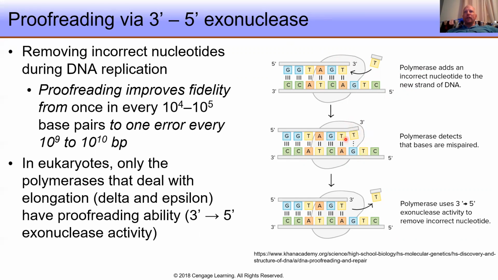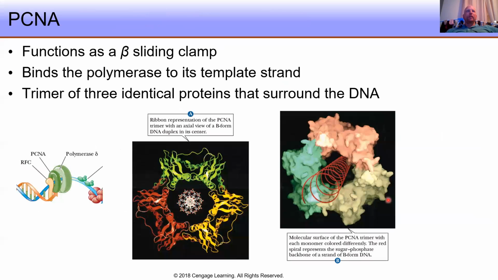And where we have a region of mismatch, that's a structural abnormality that is detected by the polymerase. And then the polymerase can use the 3' to 5' exonuclease activity to remove the incorrect nucleotide, and that is then replaced with the correct nucleotide, and the process of DNA synthesis can continue.